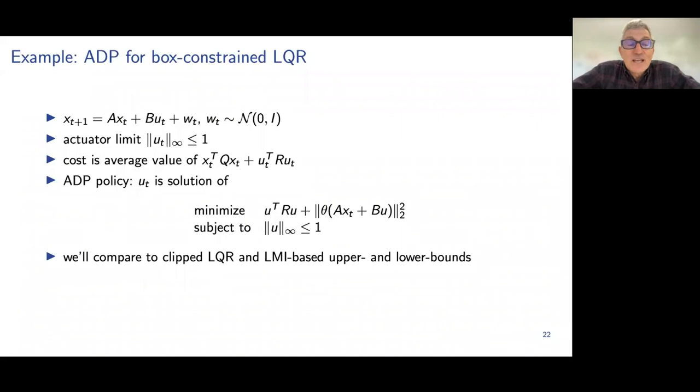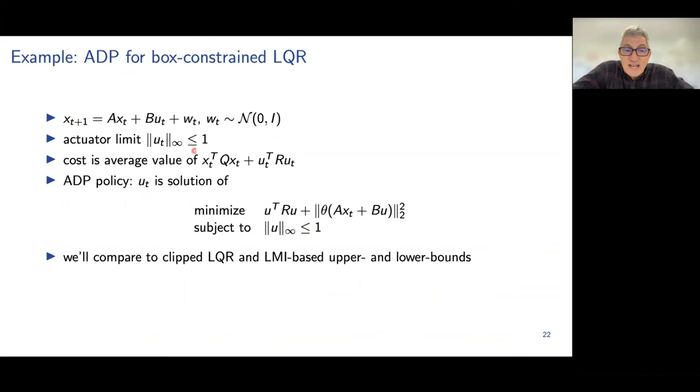This is approximate dynamic programming for box constrained LQR. So here's our linear dynamics. We have a quadratic cost function, but we limit the actuator effort to be plus minus one. And what we're going to do is minimize this quadratic here subject to the constraints. So by construction, I will always satisfy this.